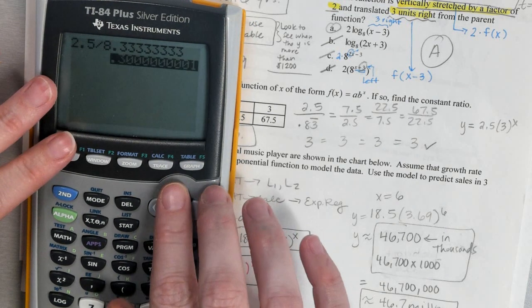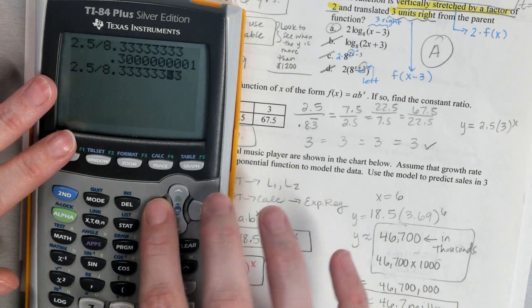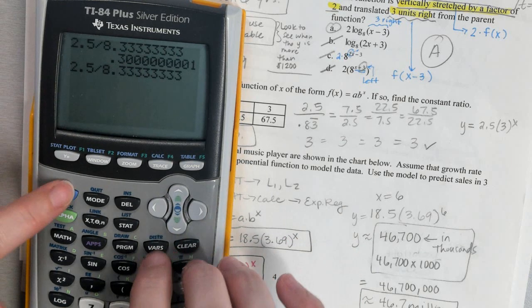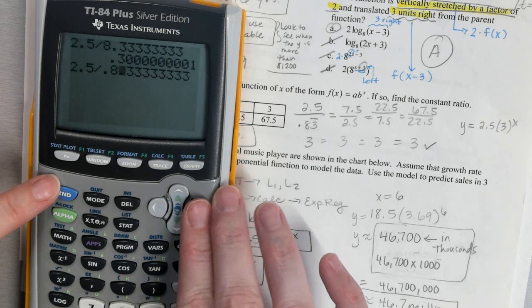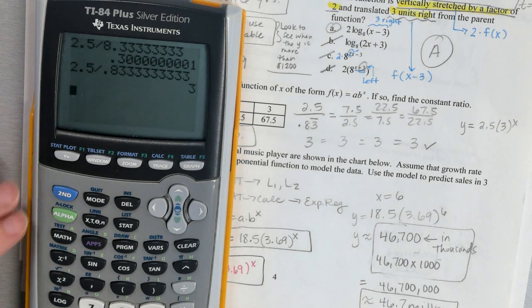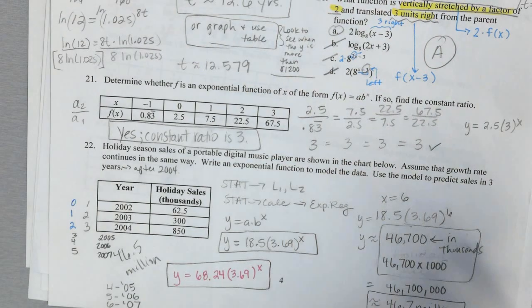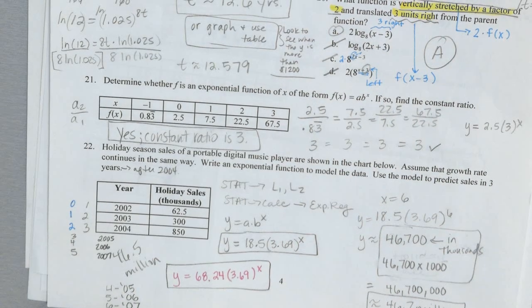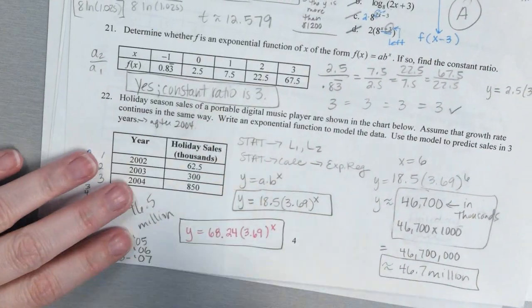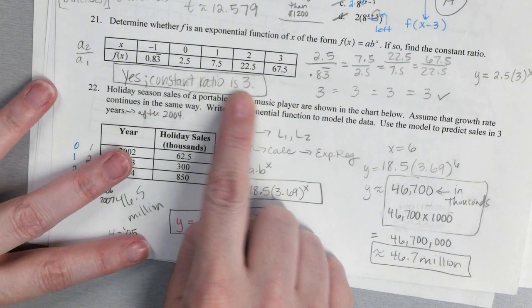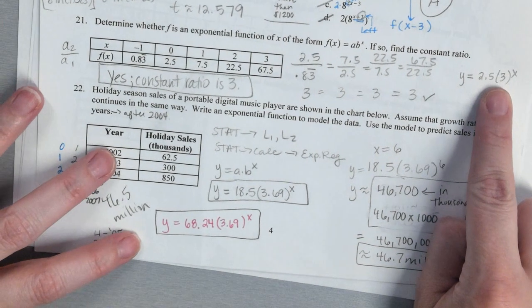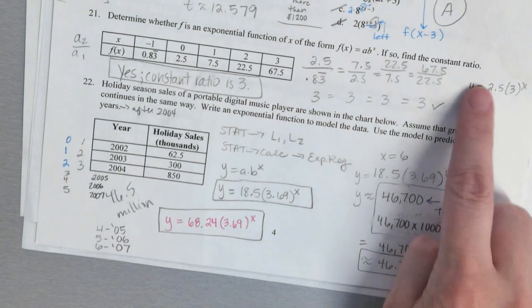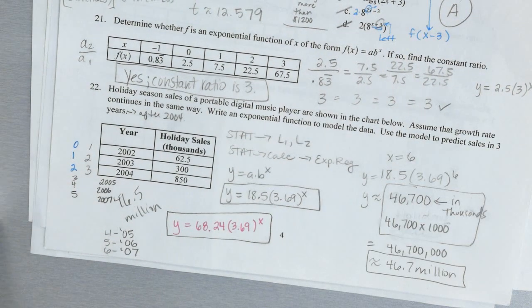Oh, I put my decimal in the wrong place, sorry. 0.83. I'll just throw another 3 in there. There you go. And then see how if I throw a bunch of 3's in there, it's 3 exactly? Okay? So if you just did the 0.83, you probably got 3.1. And so yes, the constant ratio is 3. Remember that also becomes the base in an equation. And then the y-intercept's on the outside.